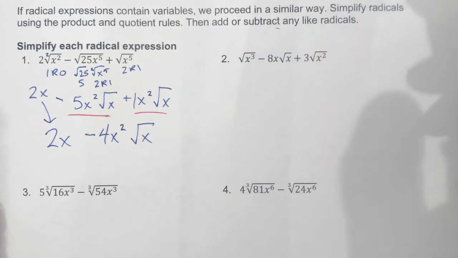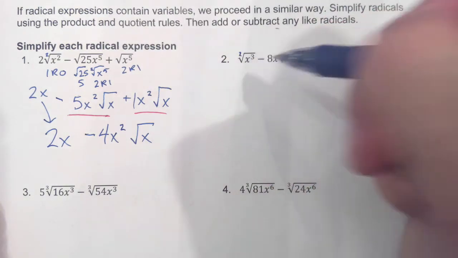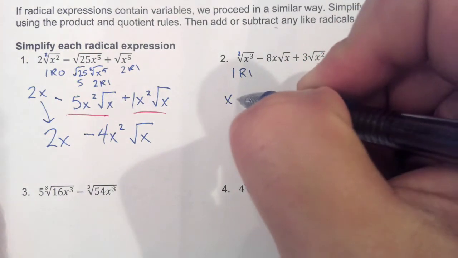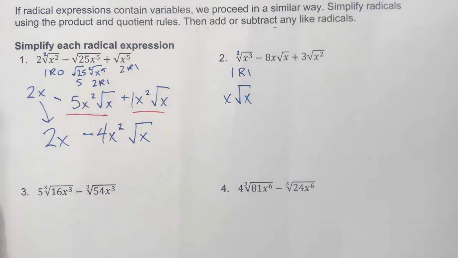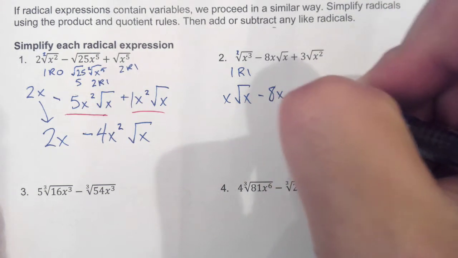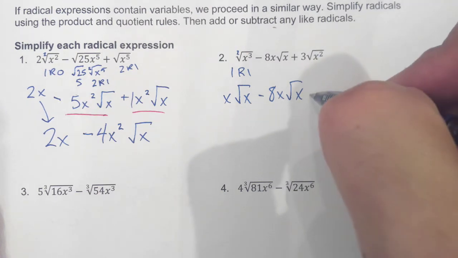Let's look at 2 together as well. Again, index of 2. So how many times does 2 go into 3? Once with a remainder of 1. So that'd be x to the first with a remainder of x to the first. This one cannot be simplified any further, so we'll just rewrite it. And this one, clearly the square root of x squared is x.